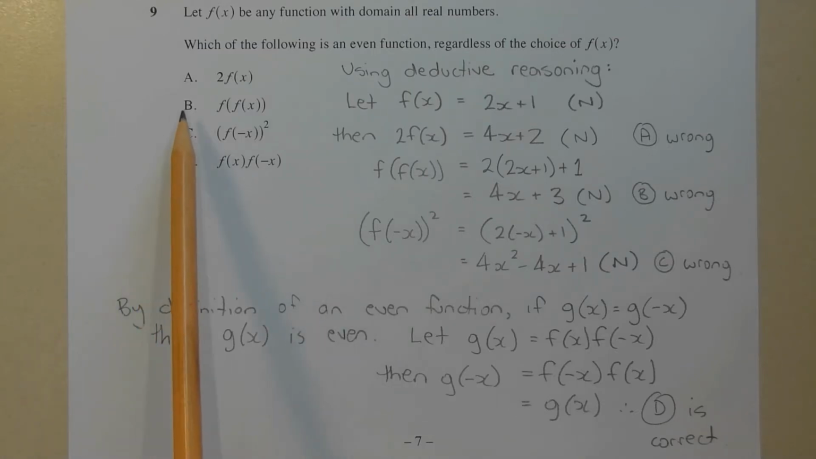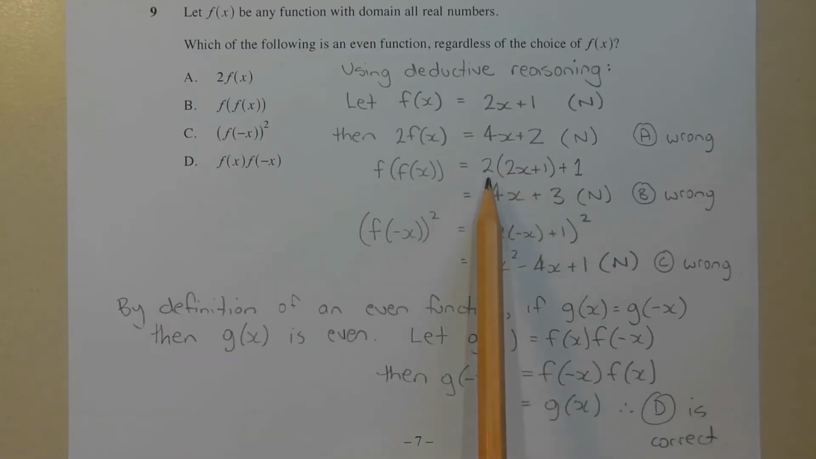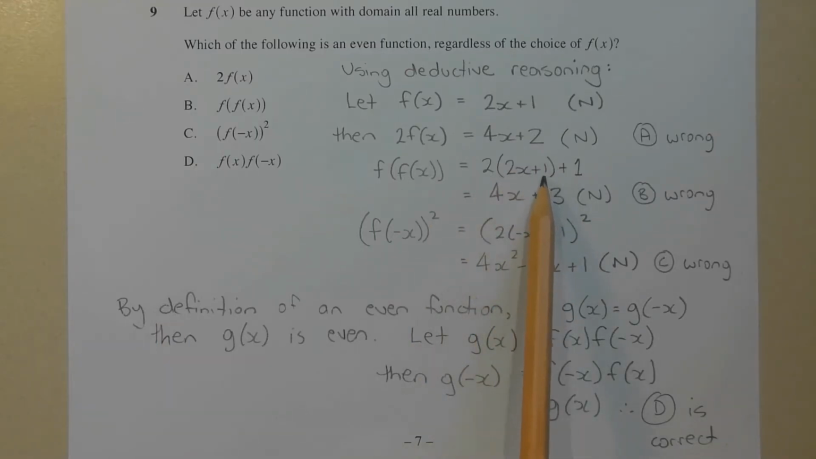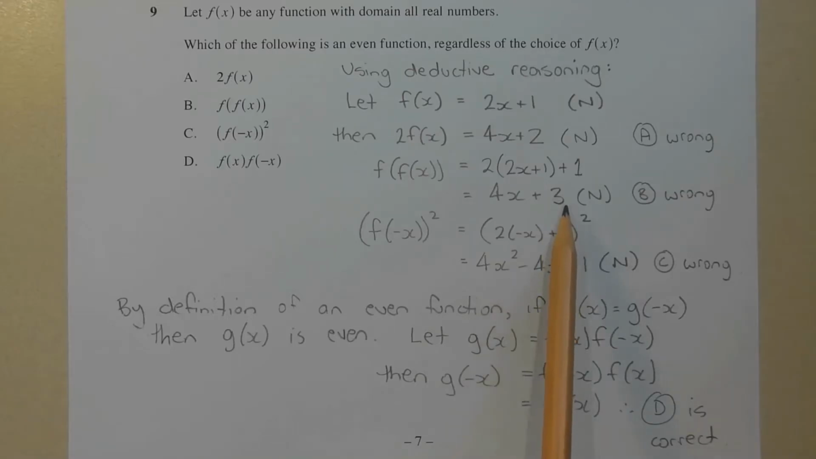Let's consider option B. This is a composition of f with itself. So f of f of x is equal to 2 times 2x plus 1 in brackets plus 1. Expanding the brackets and collecting like terms, we get 4x plus 3, which is neither even nor odd. So option B is wrong.